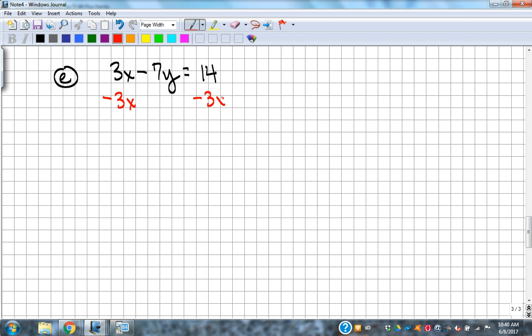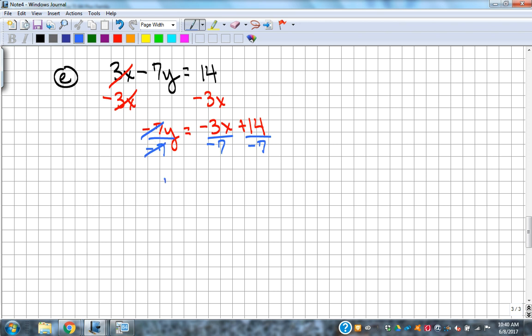Good. Just subtracting 3x. That gets us negative 7y equals negative 3x plus 14. And I'm going to write it like this. Now what? Divide all three parts by negative 7. And this is one of those things where you do want to divide individually when you're trying to get an equation ready to graph. You don't want to leave negative 3x plus 14 over a big fraction bar with a negative 7 in the bottom. You want to go ahead and divide them all. All right, and then simplify as much as you can.